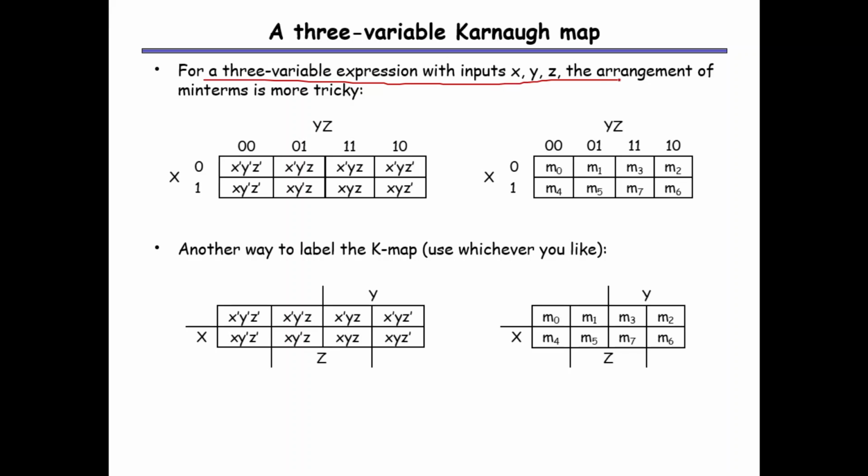For the three-variable expression we put x, y, z, the arrangement of the minterms is more tricky. Why so?